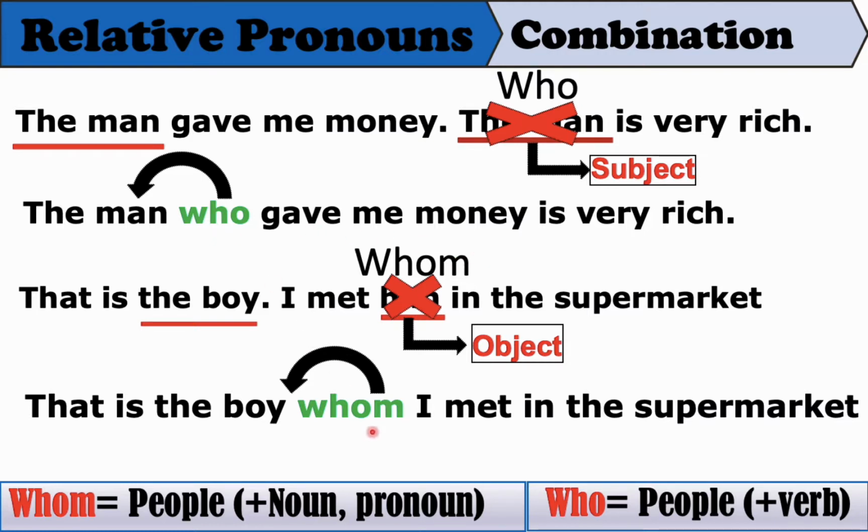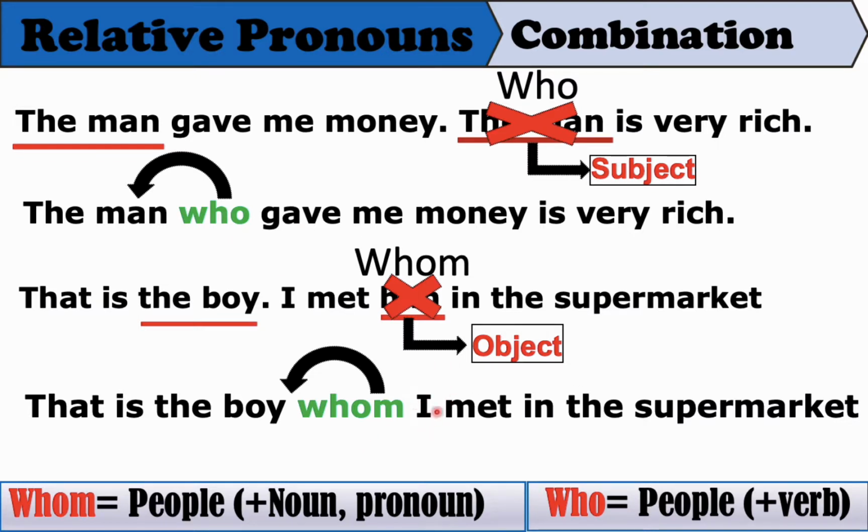And also there is another trick that can help you: whom is used for people and who is for people. But whom is followed by noun or pronoun. For example, whom is followed by what? I, a pronoun. But who is always followed by a verb. Okay? Who is always followed by a verb. يعني who ديما كيتبع الفعل، بالنسبة لهم ديما كيتبع noun or pronoun. Got it? إذن the man who gave. Gave, is it a noun or pronoun or a verb? It is a verb. So who.